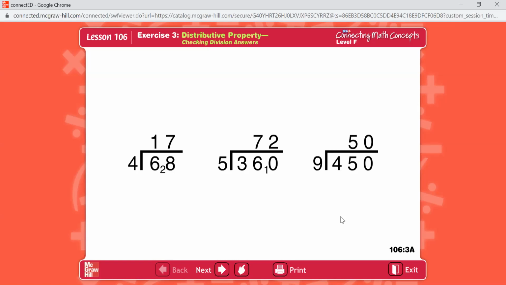I'm going to say the multiplication for the parts you add. 4 times 10 plus 4 times 7 equals 68. 5 times 70 plus 5 times 2 equals 360. 9 times 50 plus 9 times 0 equals 450.